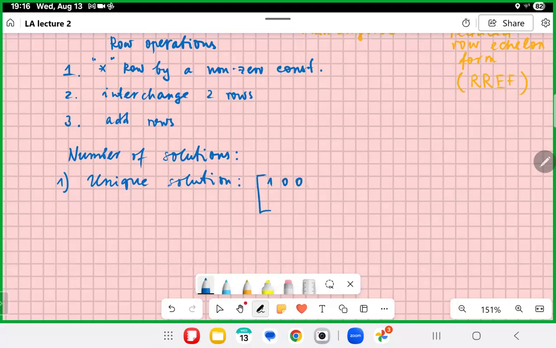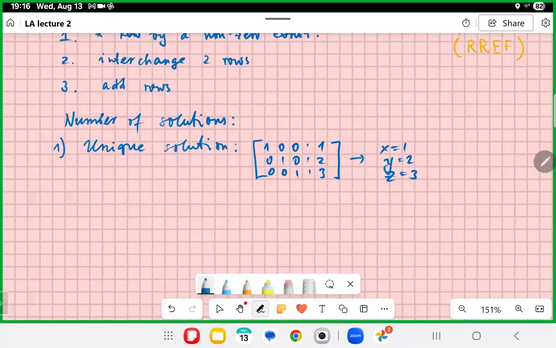1, 0, 0, 0, 1, 0, 0, 0, 1, with 1, 2, 3 on the right side. So this is exactly how a unique solution is going to look, and you are going to have x equals 1, y equals 2, and z equals 3. So if you end up with all ones on the main diagonal, zeros below, zeros above, and some numbers on your right side, that's going to produce exactly one solution.